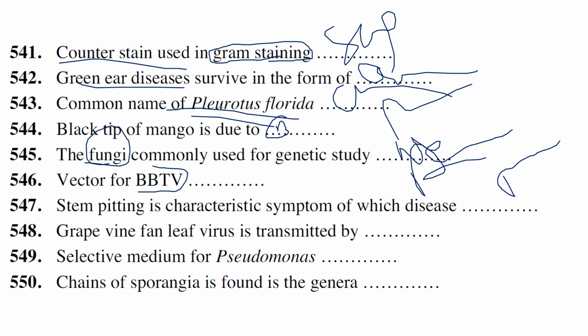Vector for BBTV. First of all, we need to know what BBTV is: banana bunchy top virus. The vector is the black aphid, which we can also call Pentalonia nigronervosa with the scientific name, right? The main symptom is stunting of plants, right?